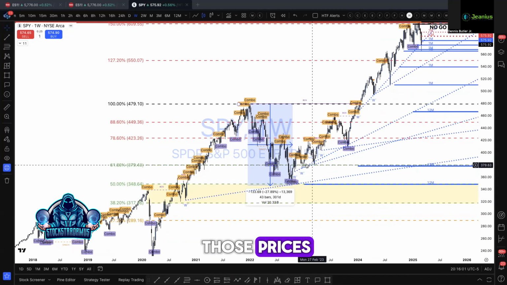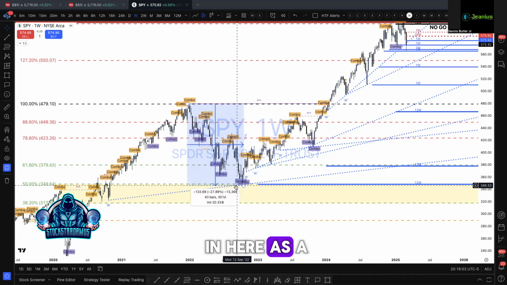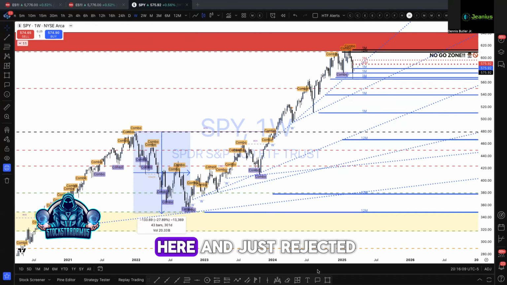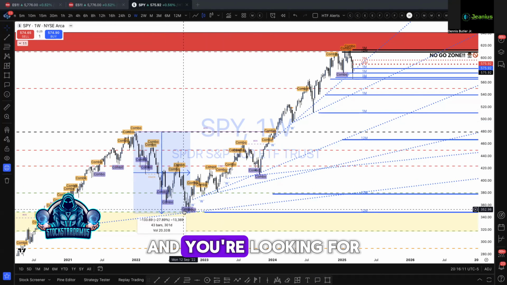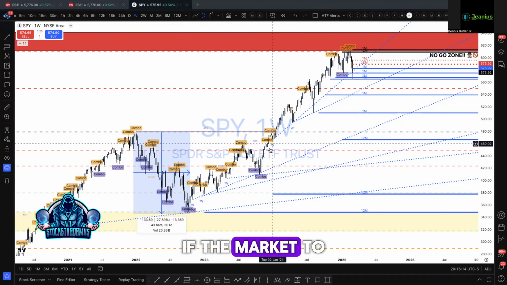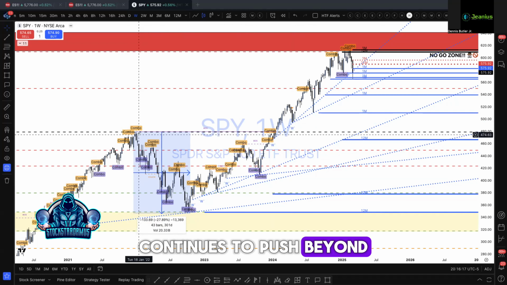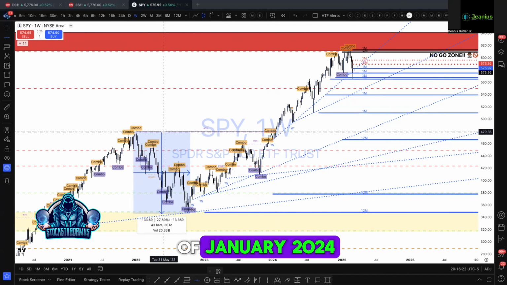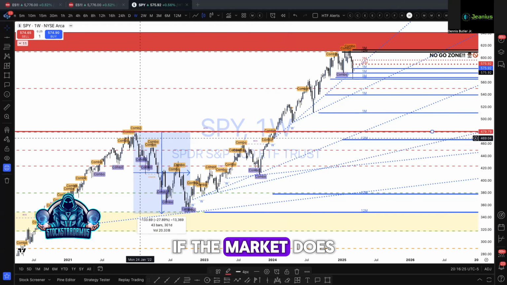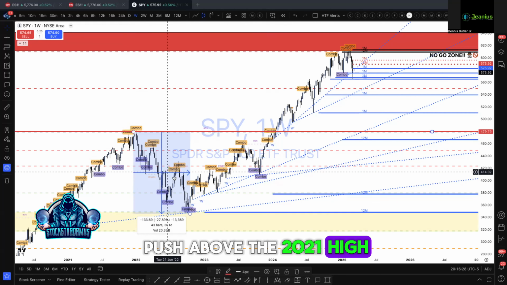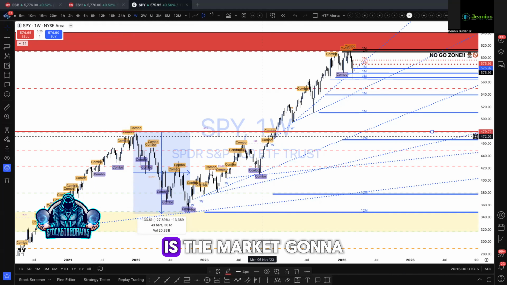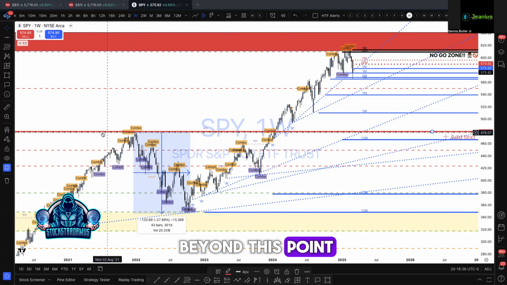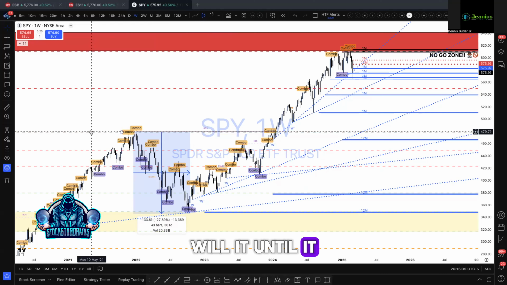So you look at those prices, once you start getting in here as a move to the upside, you know that you're looking for the market. It could have come here and just rejected back down, but you're watching and you're looking for the market to continue to push. If the market continues to push beyond this point here, then how far could it go? So at the beginning of January 2024, that was one of my biggest questions. If the market does push above the 2021 high after it came here and pushed back down, is the market going to get back here and sell off? Or is it going to push? If it does continue beyond this point, how far will it go? Will it until it stops pushing again?